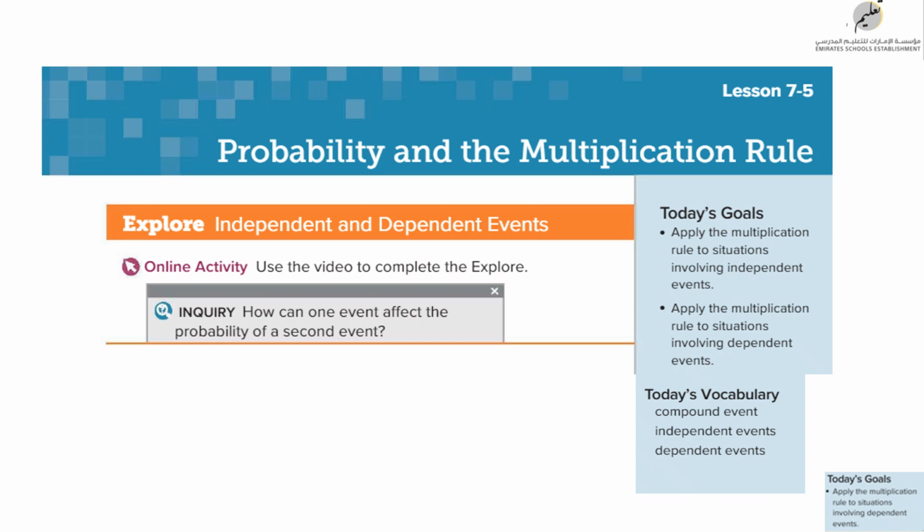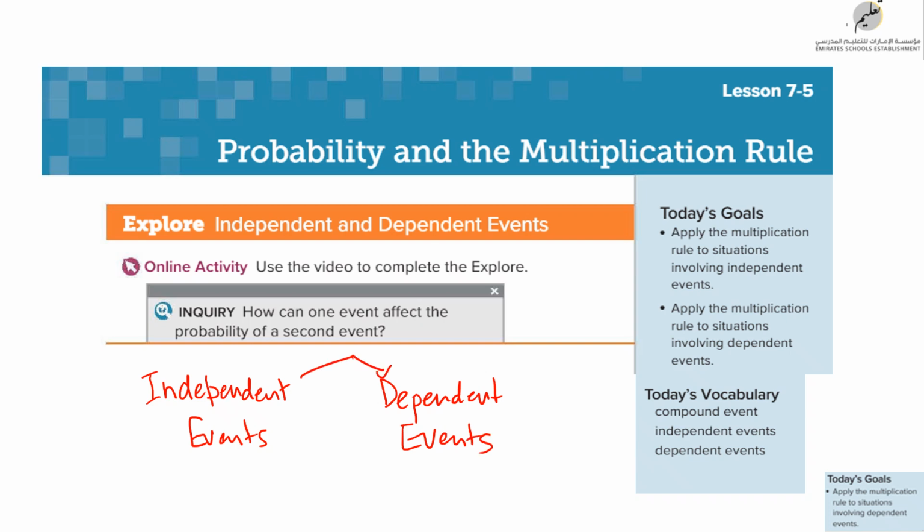In today's session for Module 7 Probability for Grade 10 Advanced, we are going to be understanding the fifth lesson, Probability and the Multiplication Rule. So in this lesson, we will be understanding what are the two types of events, independent and dependent. And once we understand what these events are, we will be trying to find its probability using the multiplication rule. So that's our goal for this lesson.